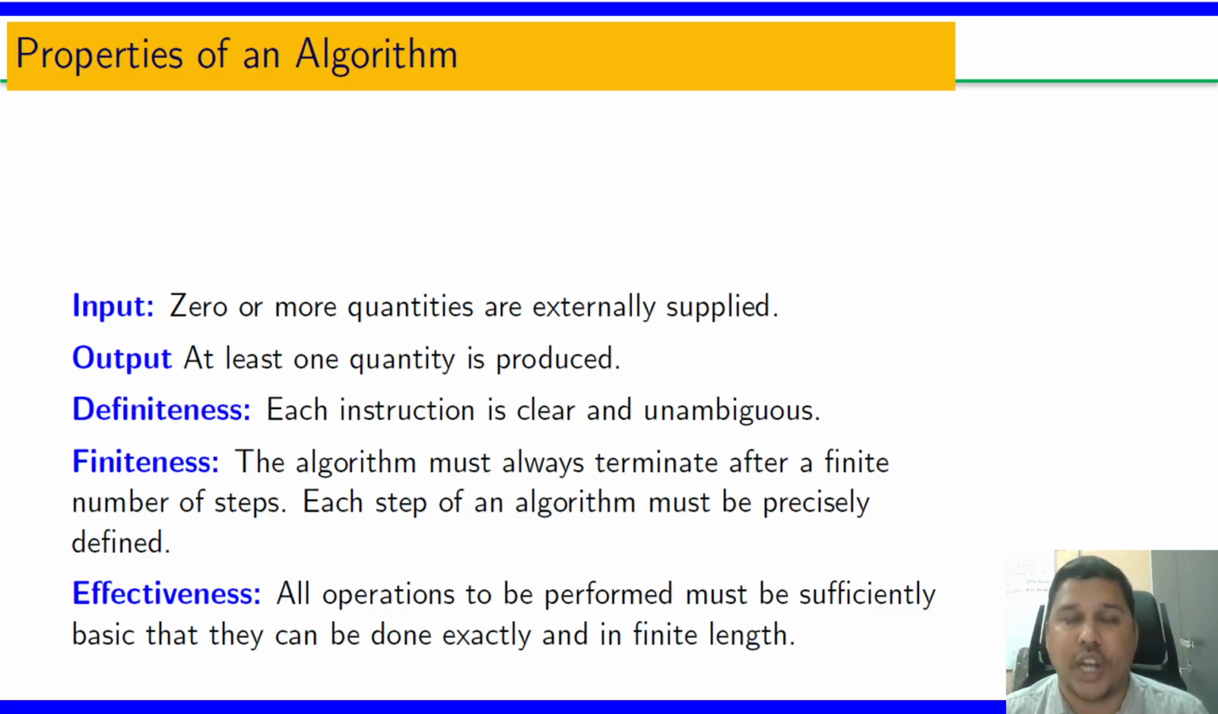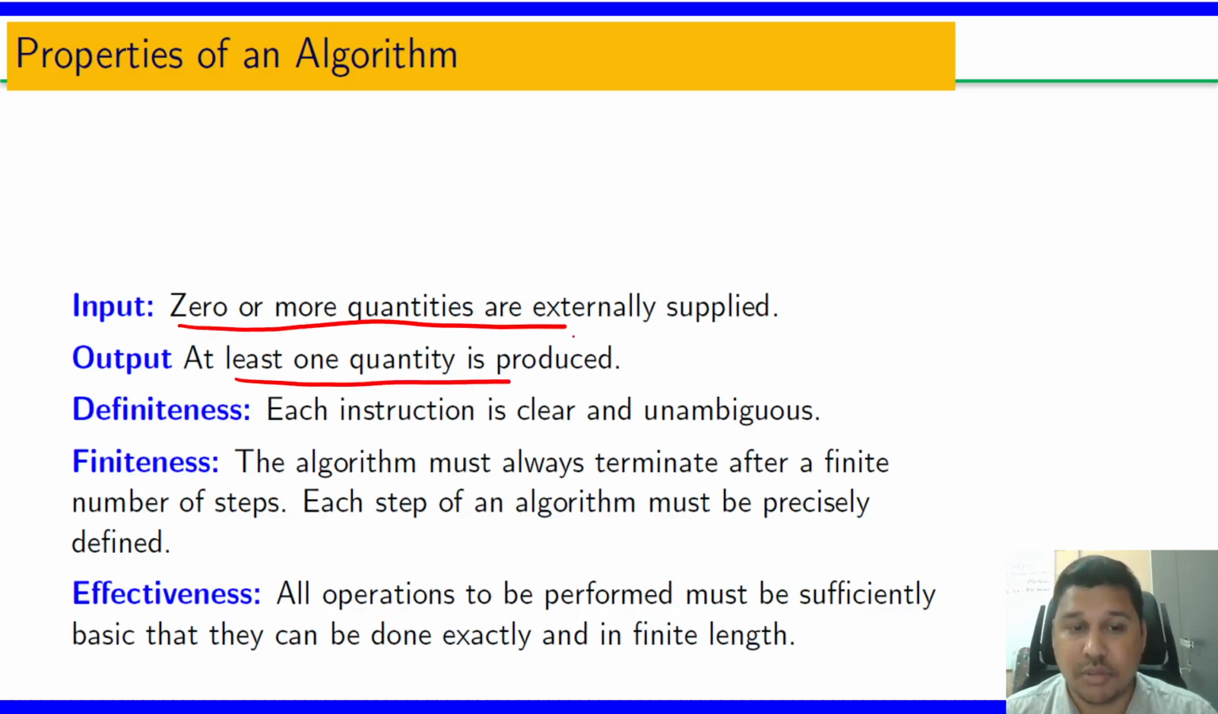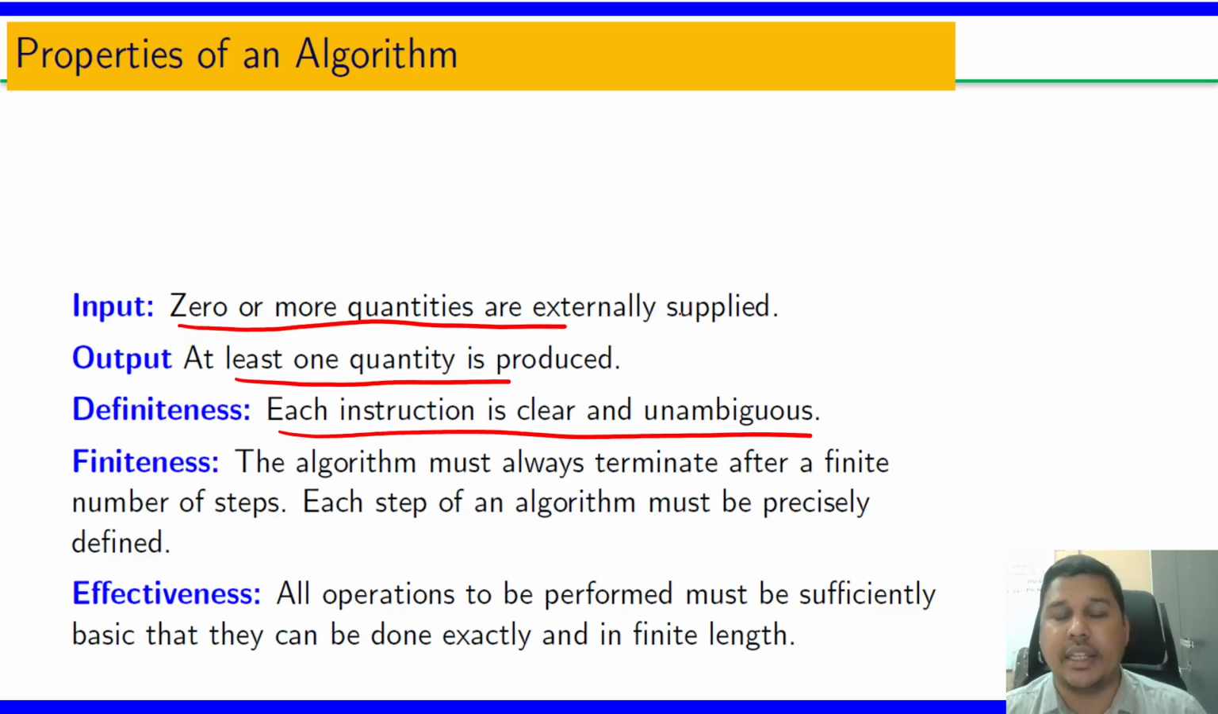Now, what are the different properties of an algorithm? When you write an algorithm, you should make sure that you follow certain principles, certain guidelines. So these are the properties of algorithm. Input. Definitely some input has to be given. Zero or more quantities has to be given. Output, at least one quantity should be produced. That way we have to write our algorithm. Definiteness. Each instruction is clear and unambiguous. The instruction which you write in the algorithm should be very clear. It should not be confusing.